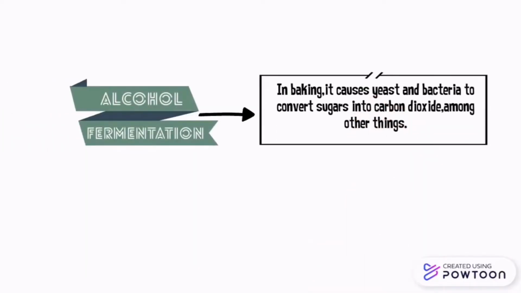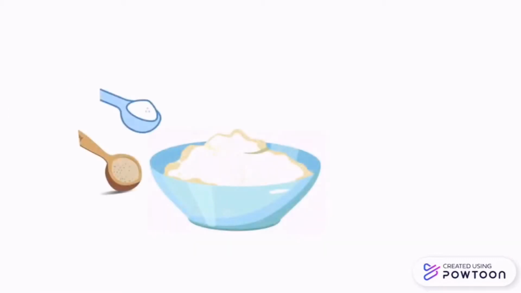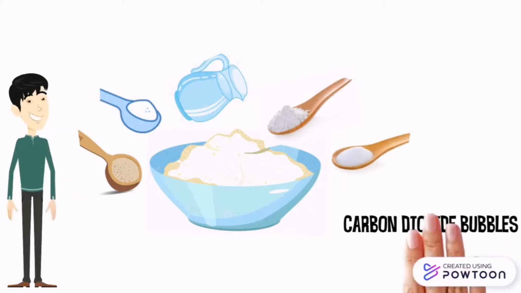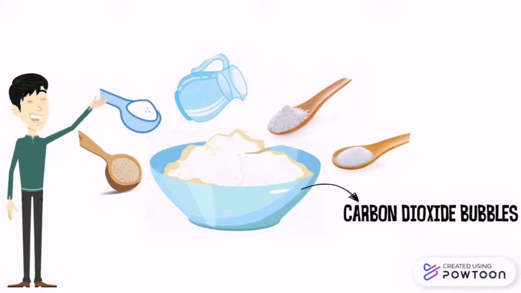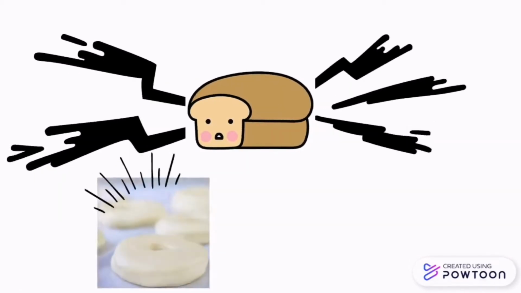Alcohol fermentation. In baking, it causes yeast and bacteria to convert sugars into carbon dioxide, among other things. Yeast is mixed with sugar, water, flour, and salt to make dough. The yeast then respires anaerobically, producing carbon dioxide. Bubbles of carbon dioxide are trapped in the dough of the bread. This makes the bread rise, resulting in a lovely, soft, bouncy loaf of bread.